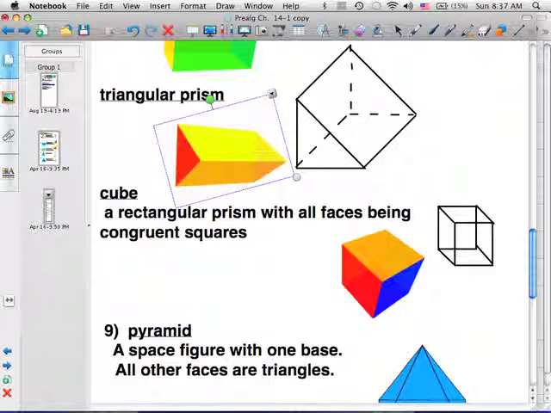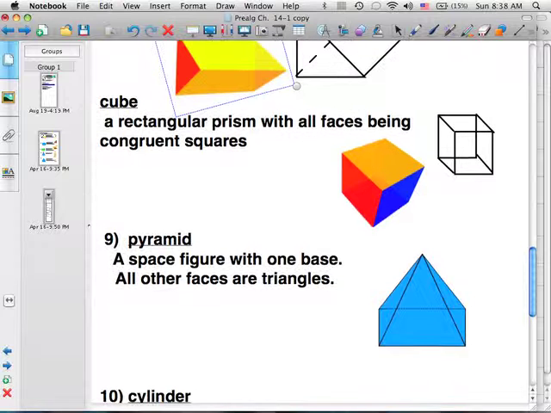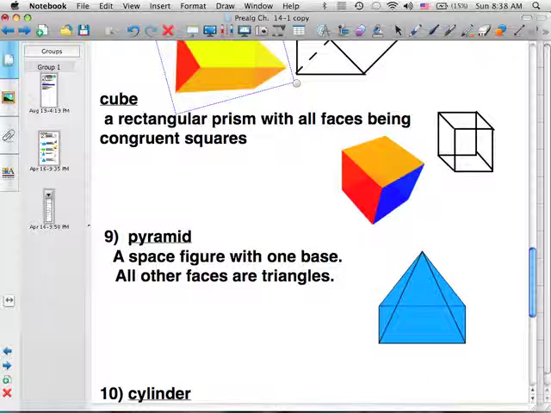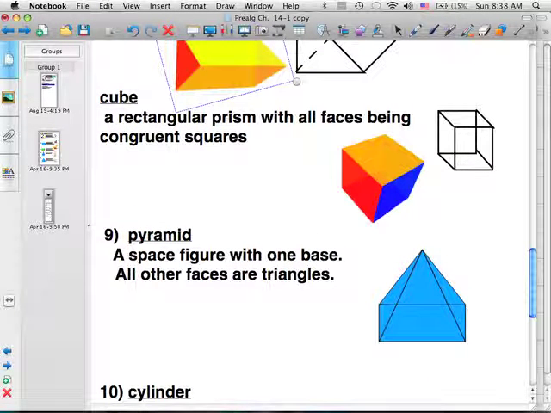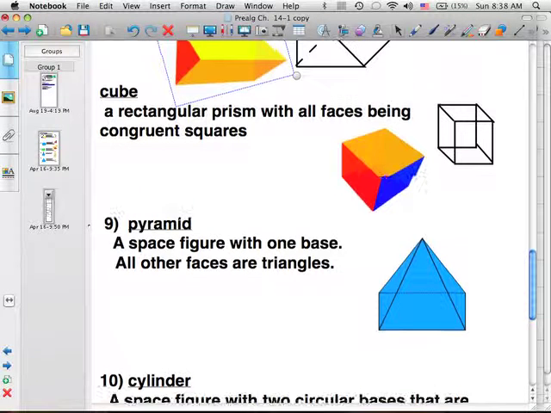A cube is a special rectangular prism, all the faces being congruent squares. So if you have a rectangular prism where all the sides are square, they call it a cube. A pyramid is a space figure that has just one base and all the other faces are triangles. And a pyramid is named by its base, and this is a rectangular pyramid since its base is a rectangle. It could be a hexagon or a pentagon, but see, all the sides are triangles.